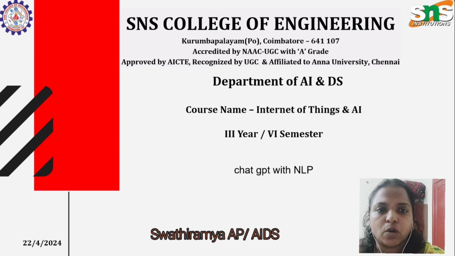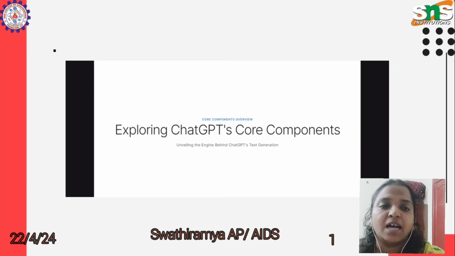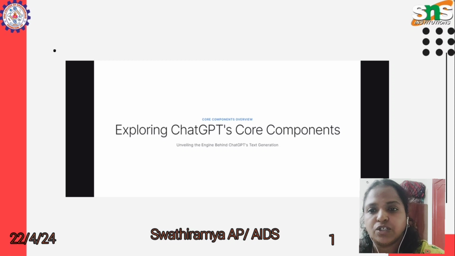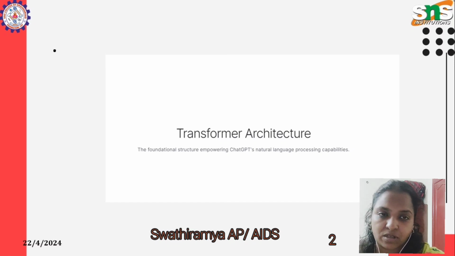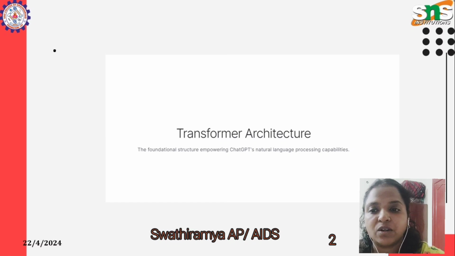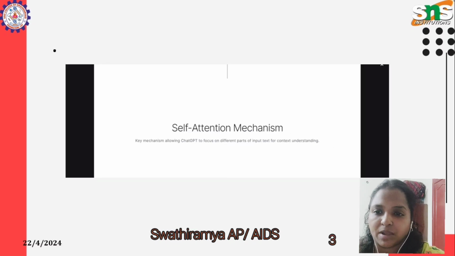In the previous video, we were discussing a few components of ChatGPT, and in this session, we are also going to discuss other components of ChatGPT. In the previous session, we discussed the transformer architecture, which is the heart of ChatGPT and a very important component. It helps to analyze the text that we give, and it will give you the relevant conceptual responses. Then we discussed the self-attention mechanism.